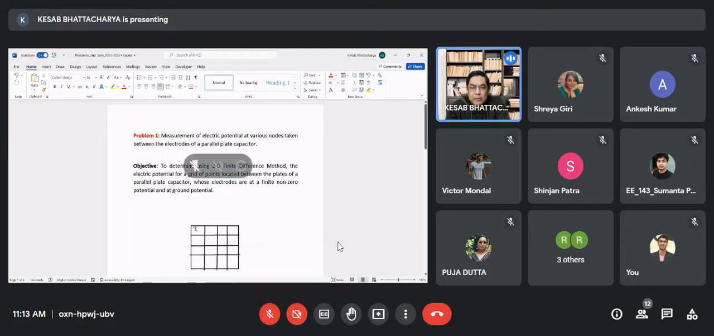This is a diagram. This is the upper plate which is held at a suitable potential, say V kV or V volts, whatever, and this plate is held at ground potential, and the space between them is divided into grids like this as shown in the figure. You can change the number of grids according to your requirement. But if you can place or form the nodes which are equidistant, then it is easier to solve this type of problems.